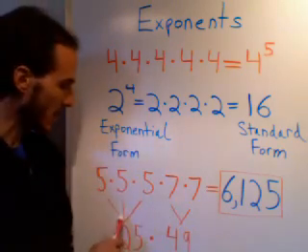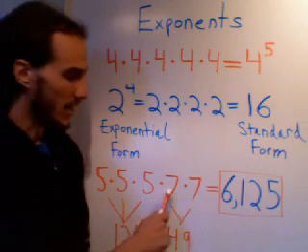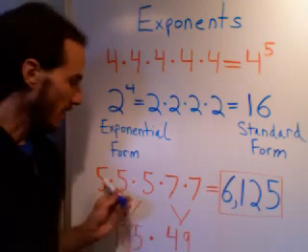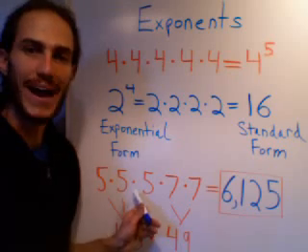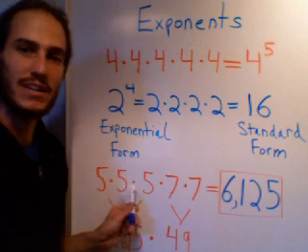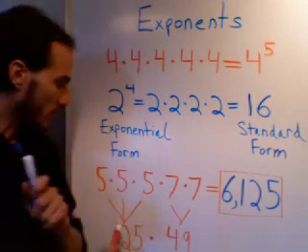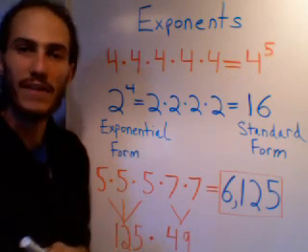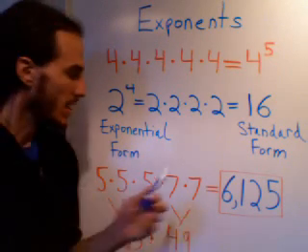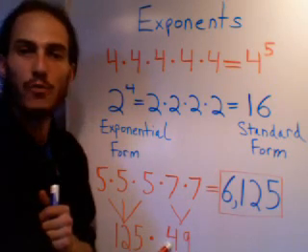Lastly, as an example, I have here 5 times 5 times 5 times 7 times 7. In exponential form, that would look like 5 cubed, or 5 to the 3rd power, times 7 squared. And in standard form, we would go ahead and do 5 cubed: 5 times 5 is 25, times 5 again, and we get 125. And 7 squared is just 7 times 7, and we get 49.